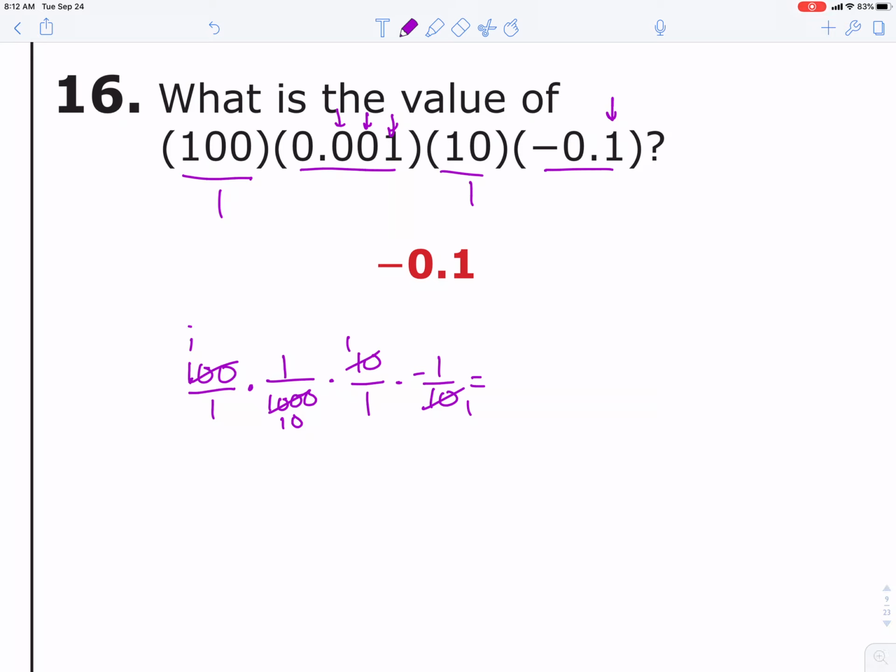Because I got 1 times 1 times 1 times negative 1. That gives me negative 1. 1 times 10 times 1 times 1 is 10. Negative 1/10. How do I write that as a decimal? Negative 0.1, or 1/10.